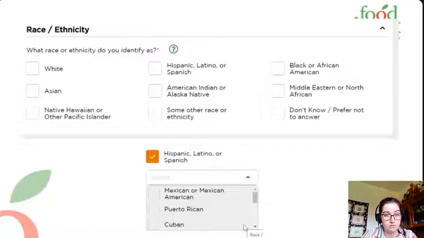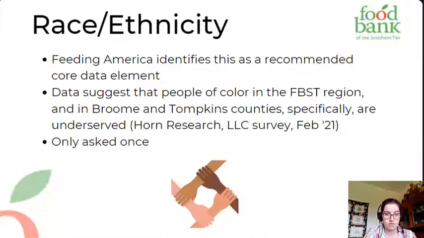You've got lots of things here, and then if you select something like Hispanic, Latino, or Spanish, like I did in this example, then a drop-down menu appears. So I can fill in Mexican or Mexican American, Puerto Rican, Cuban. So those are options within the larger category Hispanic, Latino, or Spanish. I believe you could skip those specific questions after you select your main category if you choose to. I'm pretty sure you can leave it at that. But this is the race ethnicity question.